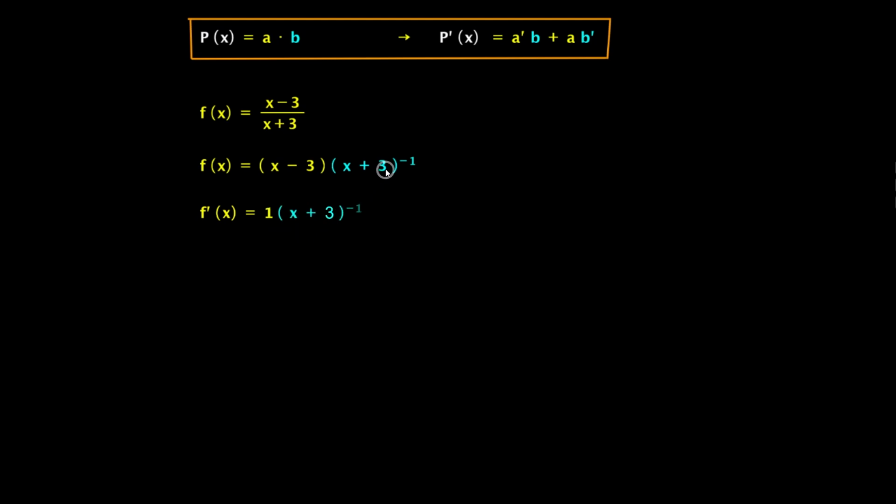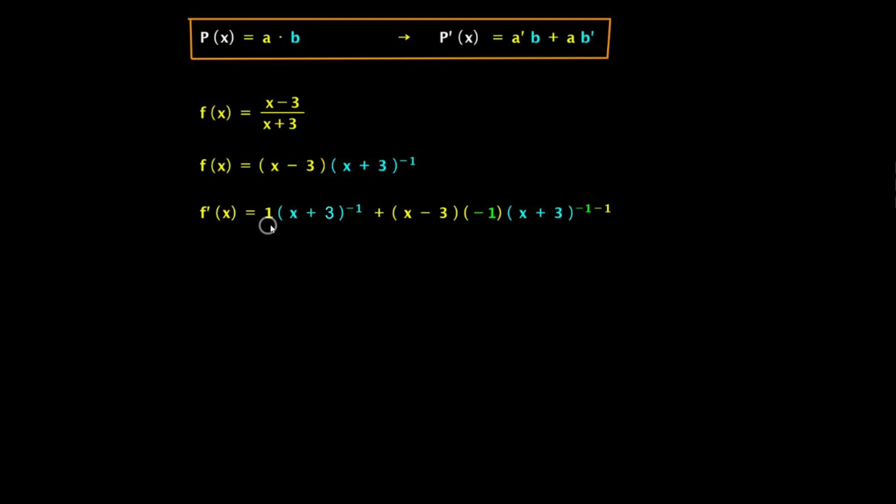Copy the b value, this is the b value, plus copy the a value, which is just x minus 3, times b prime. Now b prime is the derivative of this yellow part, which is going to be negative 1 times the whole value with the power of negative 1 and then the negative 1 exponent, and there's another negative 1. The derivative law, that's it. All derivative has been done.